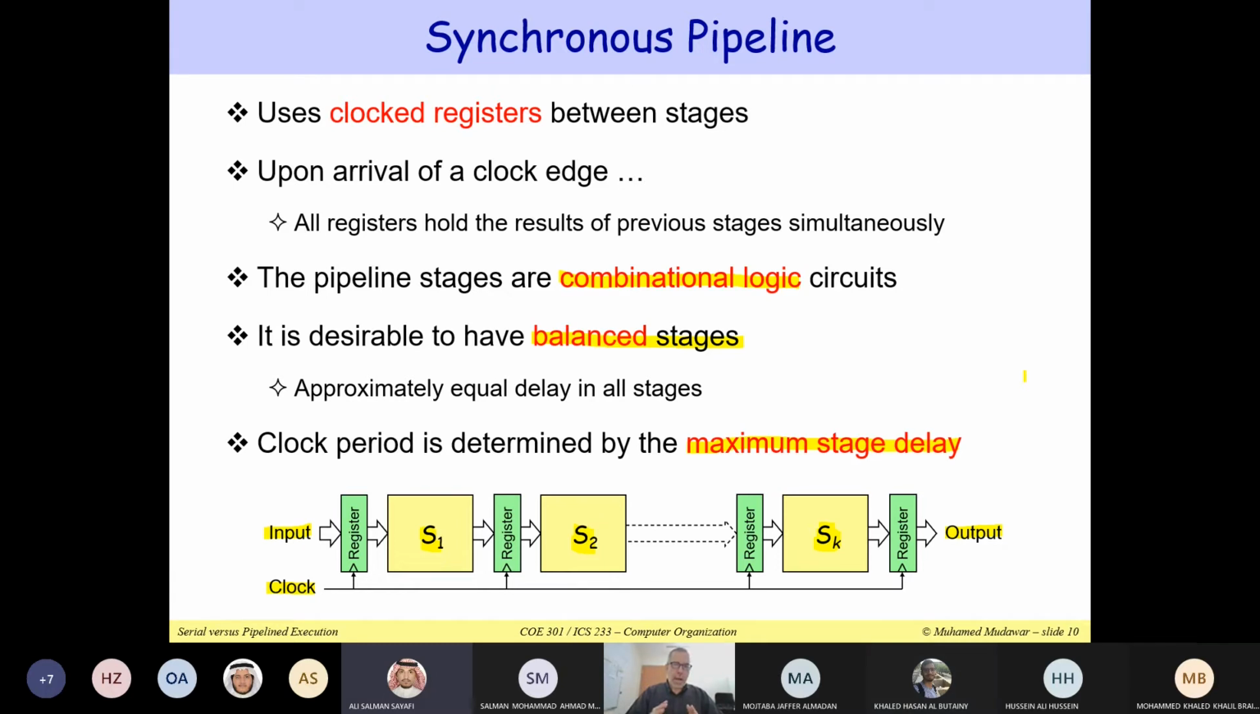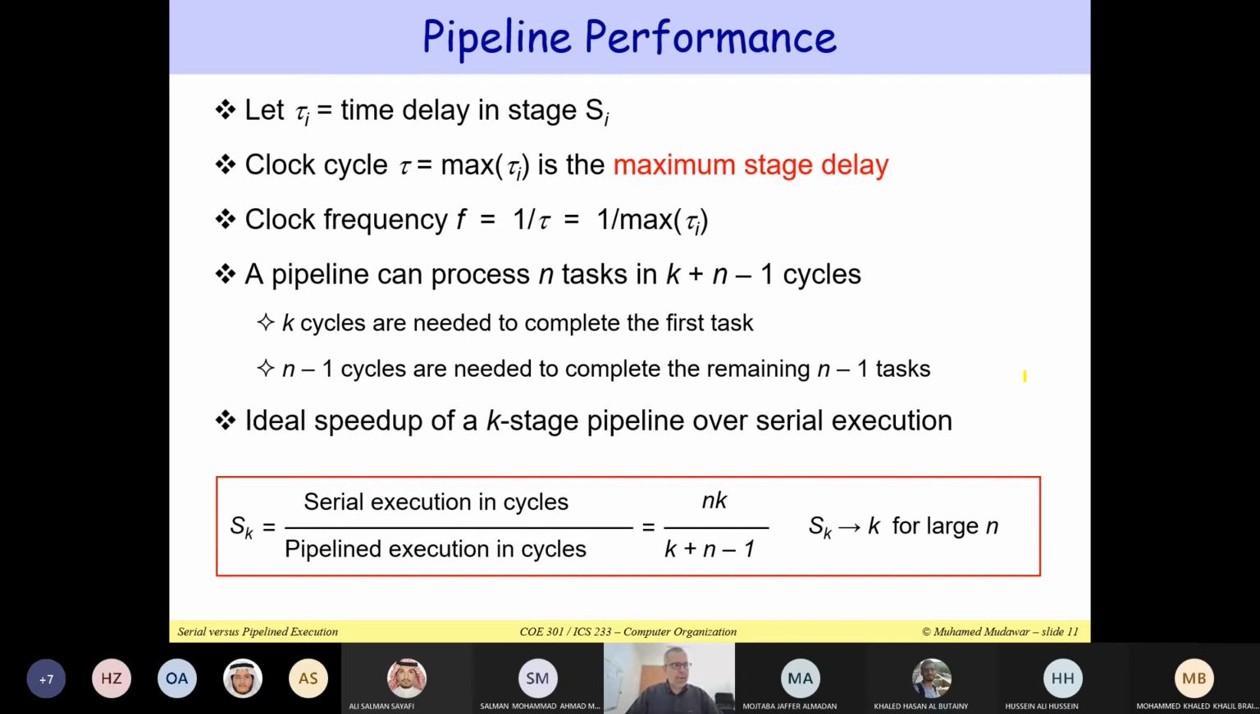Right. So I will later show you how we can implement the MIPS pipeline, but this is basically the idea behind implementing a pipeline. Now let us take a look at the performance of the pipeline.